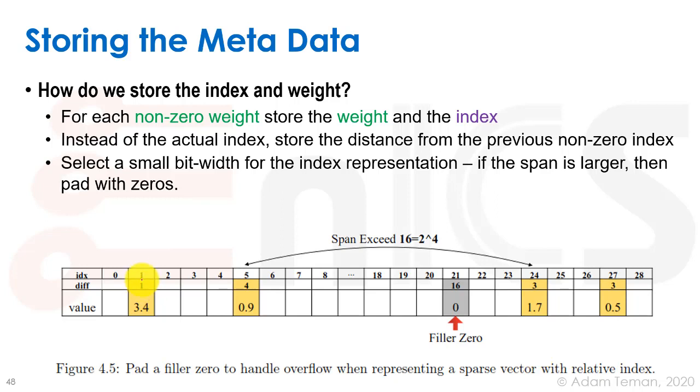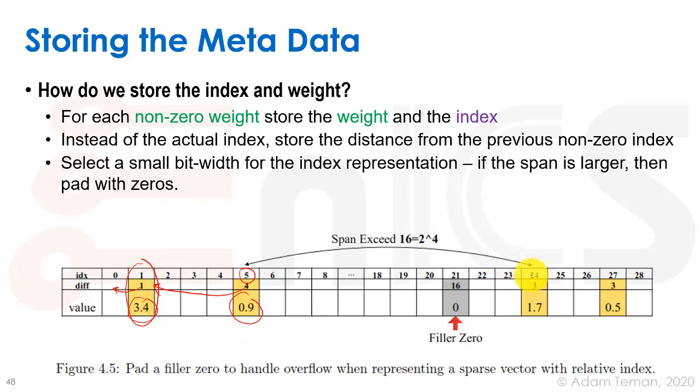So we go to our first non-zero weight, which is over here, and its memory position is 1, and the distance from the last point is 1 because it's the first one. And this is its value, 3.4. We're going to use a 4-bit representation for the distance, so the maximum we can go is 16 points away. But the next non-zero value is here at number 5. So what we're going to store is not index 5. We're going to store the distance from the last non-zero index. So the distance to the last one is 4, and this is our value.